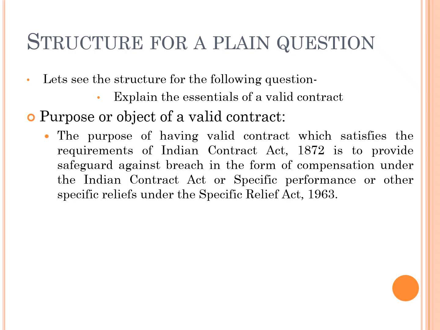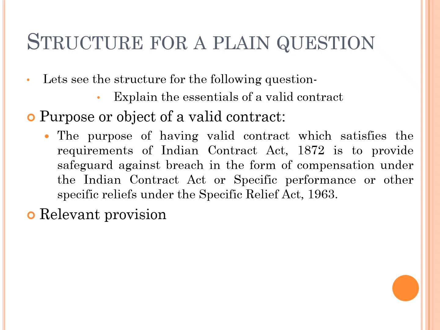First of all, a student must discuss the purpose of having a valid contract. Why do we need a valid contract, and what is the purpose of having the contract? The purpose is to provide safeguard against breach in the form of compensation. For example, if there is a breach of these essentials, then we have a remedy in the form of compensation, because the contract will be either valid, void or voidable. Accordingly, we will have the remedy of compensation or specific performance or other reliefs in the Specific Relief Act. So that is the purpose of having the essentials.